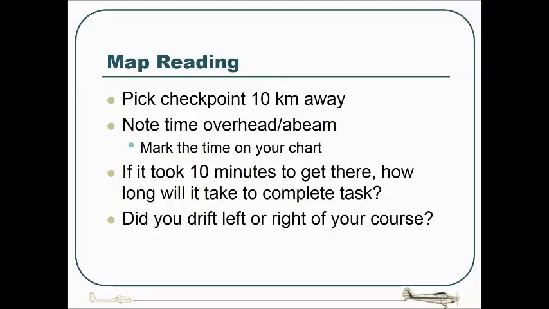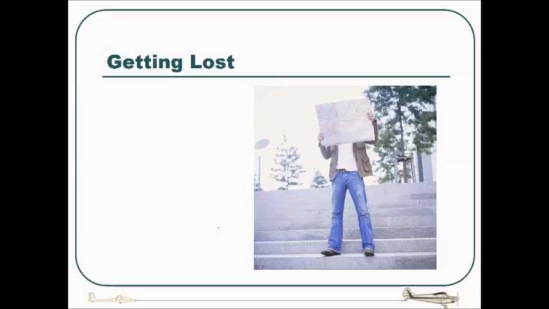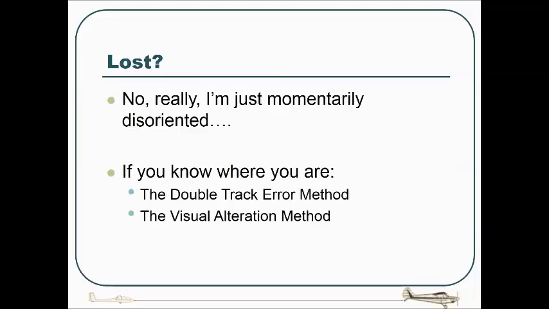Now, here's the real important question. Did you drift? Did you drift left or right of your course? If you did, you need to adjust your course to A, compensate for the drift, and B, get yourself back on course. Now, as glider pilots, we don't get lost. That just doesn't happen. No, we're just momentarily disoriented. But if we do drift off track, which is common, then how do we get back on track?